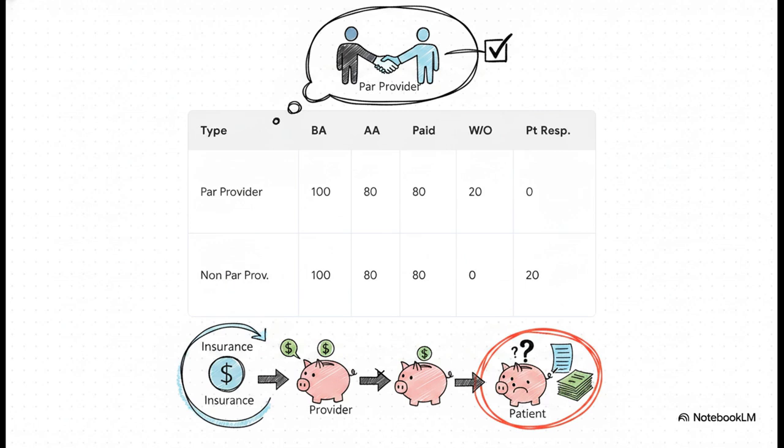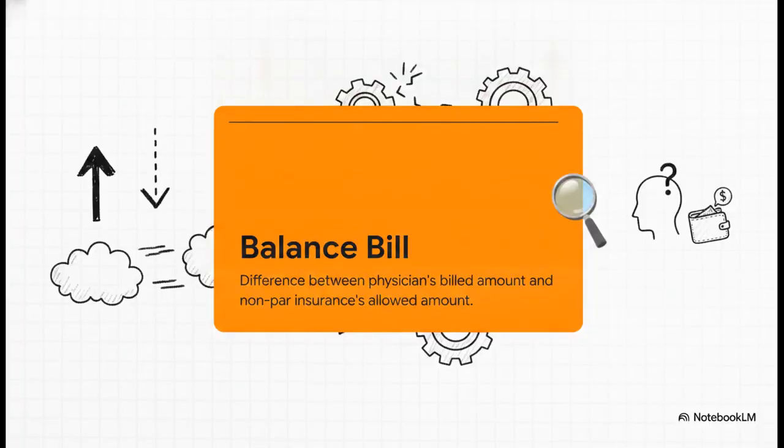Your responsibility? 0. But the second doctor is a non-participating provider. They do not have that agreement. They get the $80 from insurance, they take 0 write-offs, and they leave you, the patient, entirely responsible for that remaining $20. And that $20 patient responsibility we just talked about, that is exactly what we call a balance bill. It's an extra charge you might face when you see out-of-network or non-participating doctors.